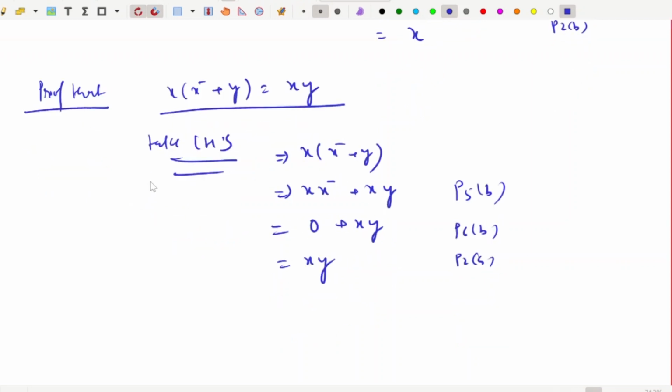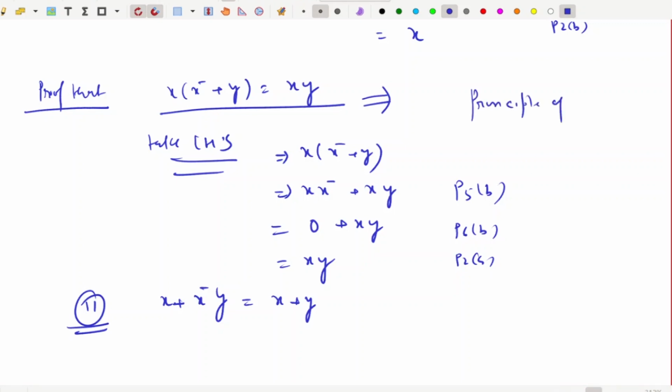And similarly here, x plus x complement y is the same as x plus y. This is the second theorem, x plus x complement y. When we apply the principle of duality in this, we prove this theorem.